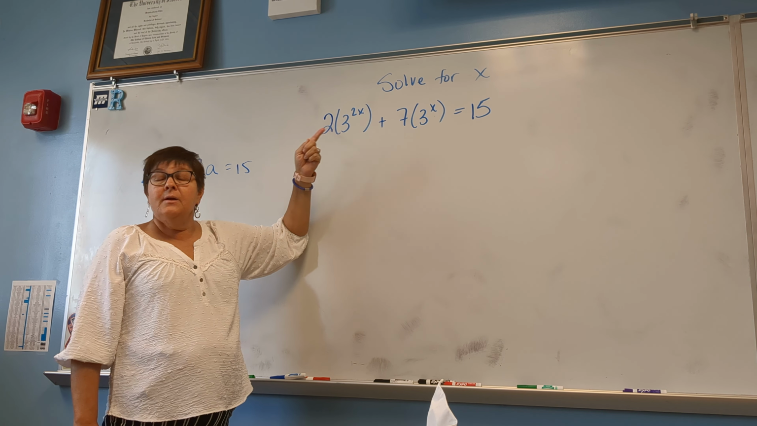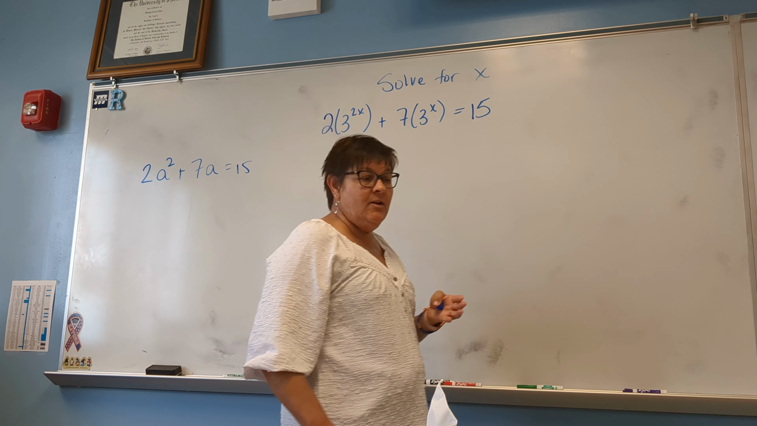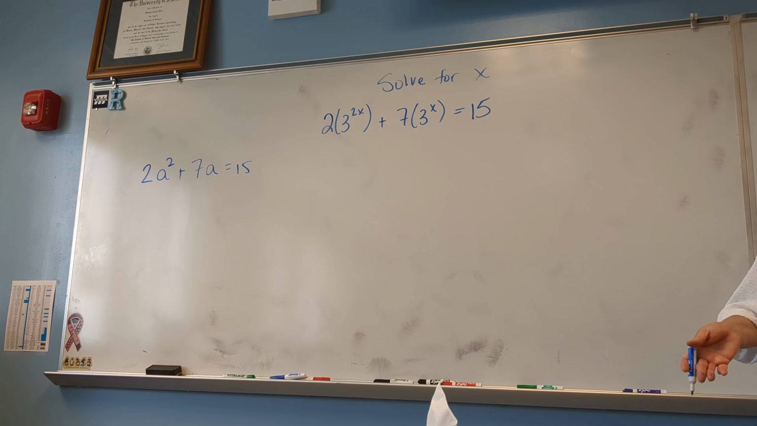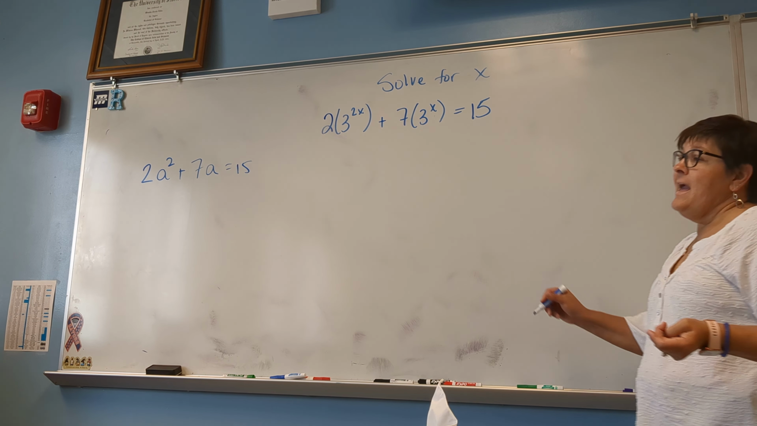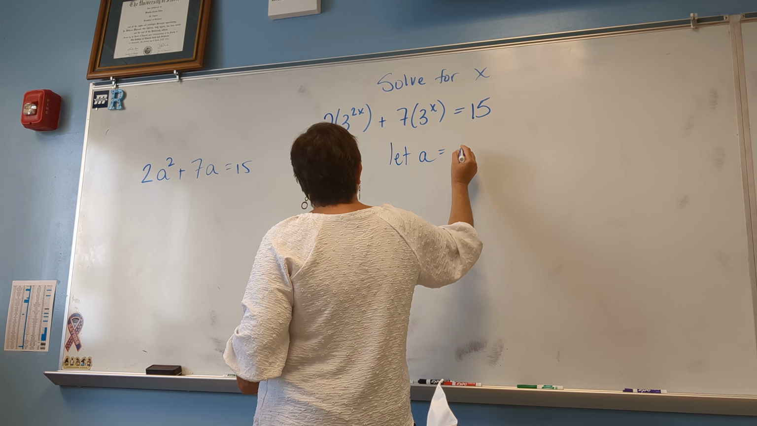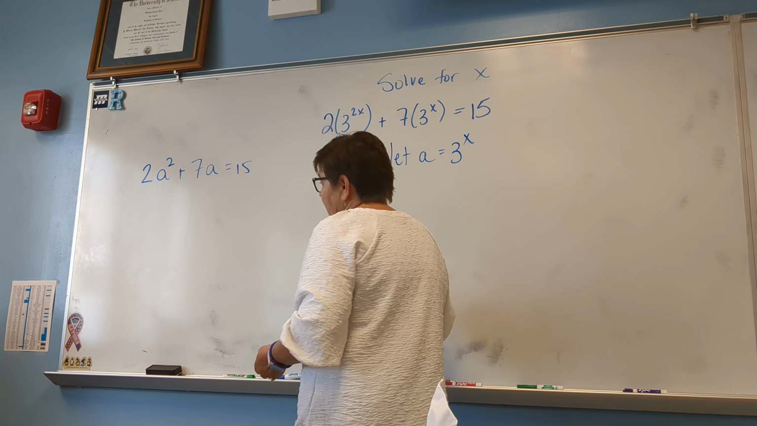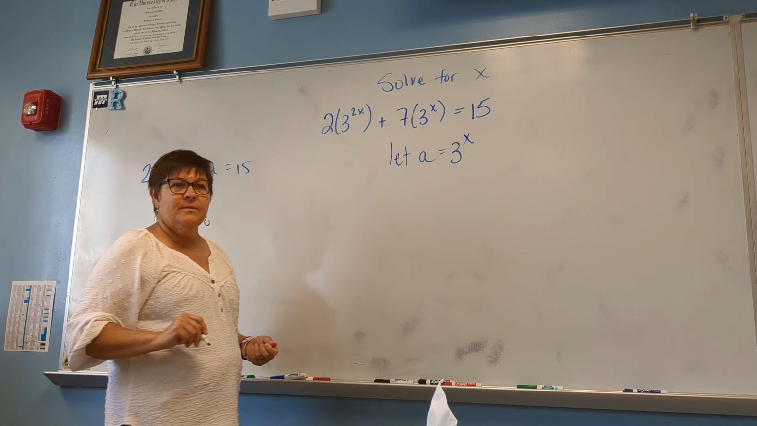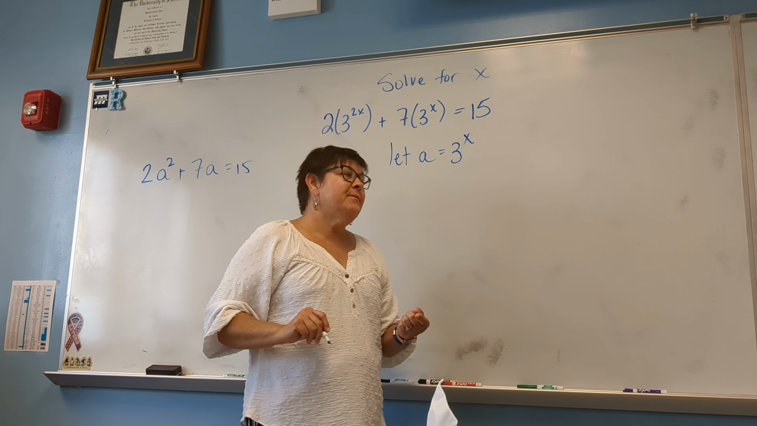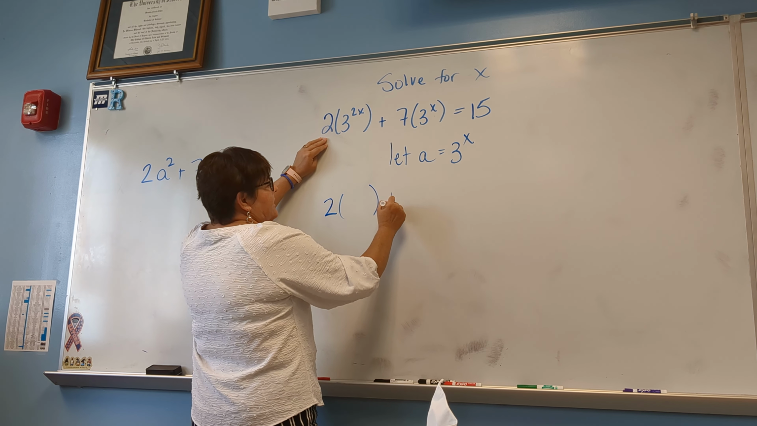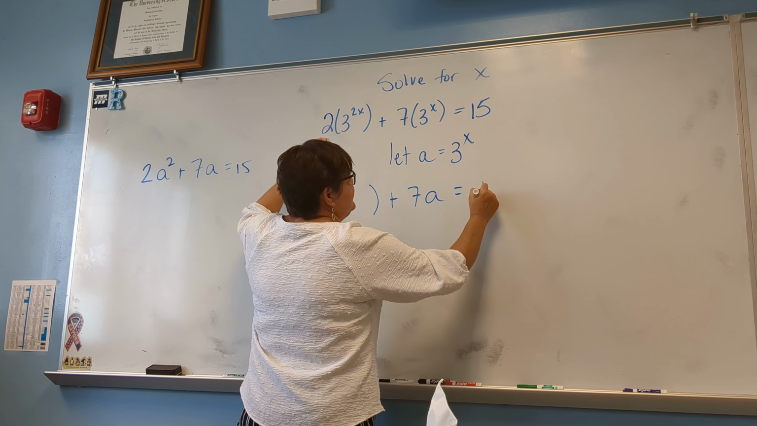So what we're gonna use is this thing called substitution. We're gonna make it something that we know how to solve. So you guys told me a. I'm gonna say, let a equal 3 to the x power. So a equals that. I'm gonna leave this blank for a minute. Plus 7a is 15.